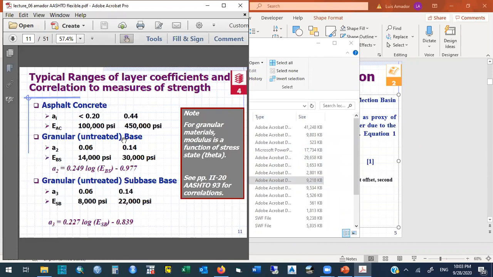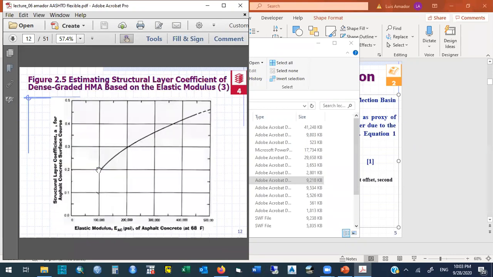Okay, so A1 for the asphalt cement is between 100 and 450, A2 between 0.06 and 0.14, A3 between 0.06 and 0.14. You can put the elastic modulus and it will give you A3. You can put the elastic modulus, it will give you A2, and A1 will come from this chart. In this chart, you go with the elastic modulus at the bottom. Say you have 200,000, you go up and you read 0.3. That's the coefficient from there, okay?